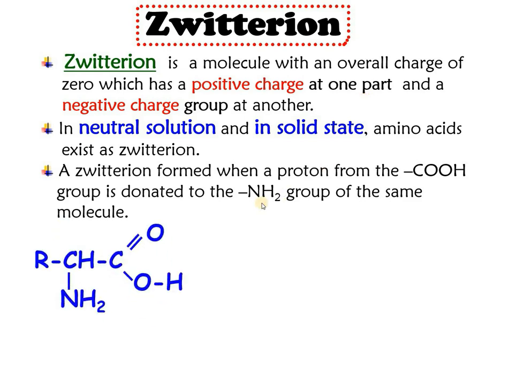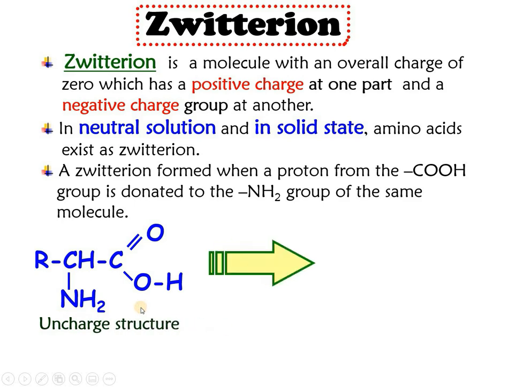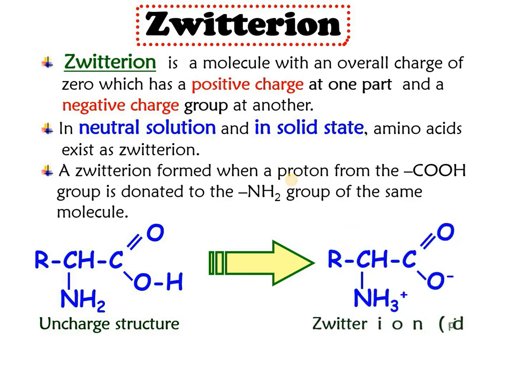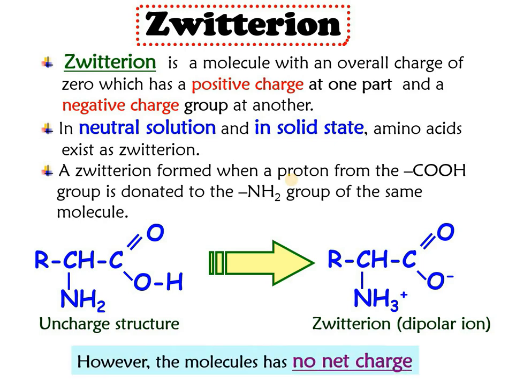For example, in this case, we have the general formula of an amino acid. So you can see here, this structure is an uncharged structure. But after a proton from the COOH group has been transferred to the NH2 group, this structure becomes a dipolar ion, or in the form of a zwitterion. However, the molecule has no net charge. As you can see, the total charge here is 0.